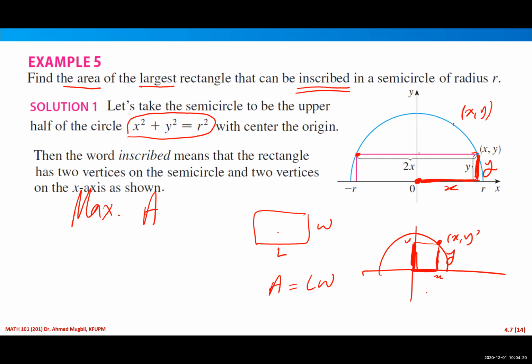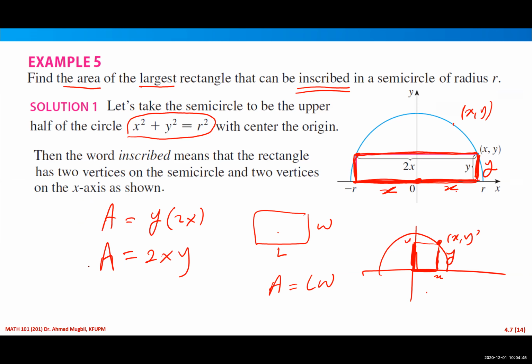Now, this is the rectangle. What will be the width? The width of the rectangle, or the height, will be y. And what will be the length or the base of this rectangle? It will be x, and also here we will have the same length. It will be 2x. So here the area will be y times 2x, so we will have it like 2xy. Okay. Now we want to maximize this. We need to find the maximum of this function, the area.